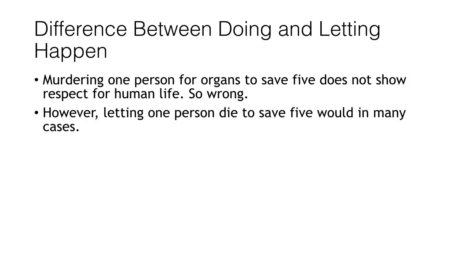Now, one way this talk of respect will really differ from consequentialism, from utilitarianism, is that natural law theory is going to say that there's a big difference between doing and letting happen. How's this going to work? Well, natural law theory will say, look, murdering one person so you can cut him up for his organs does not show respect for human life. That is wrong, no matter what.